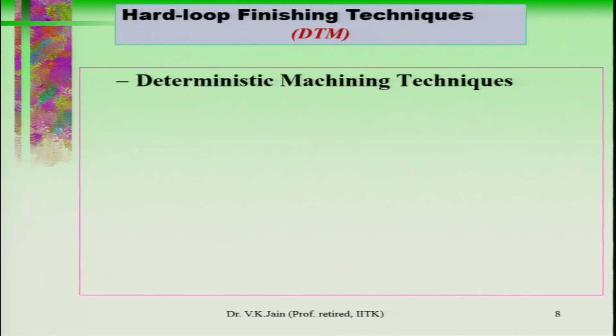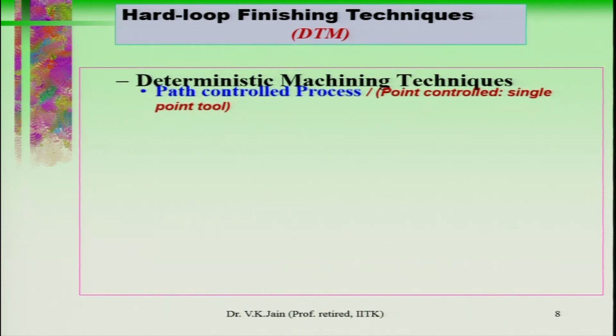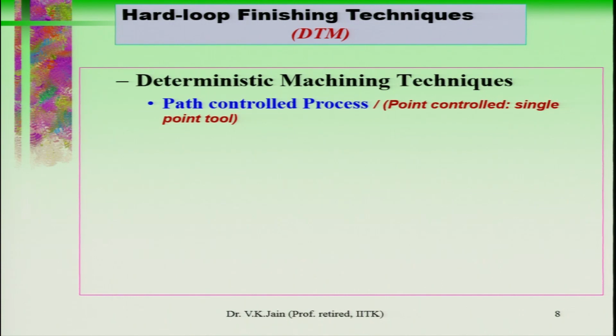Then another category of finishing techniques is the deterministic machining techniques, and they come in the category of hard loop finishing techniques. Now, diamond turn machining is the one which comes under hard loop finishing techniques, and the kind of surface you obtain in diamond turn machining is in the category of finished surface. Now, it is a path controlled process.